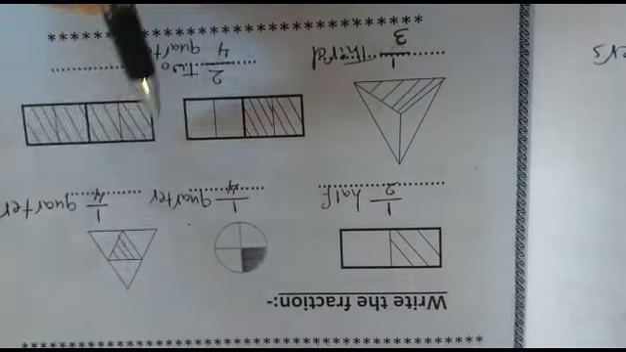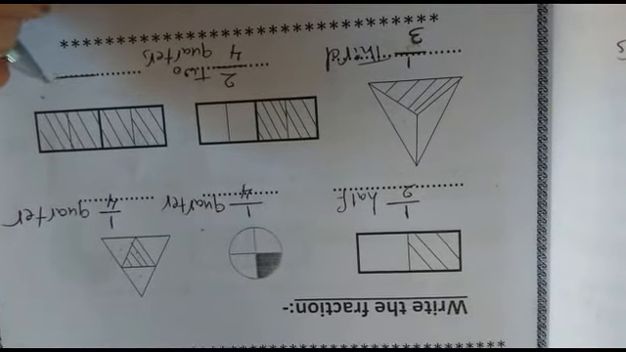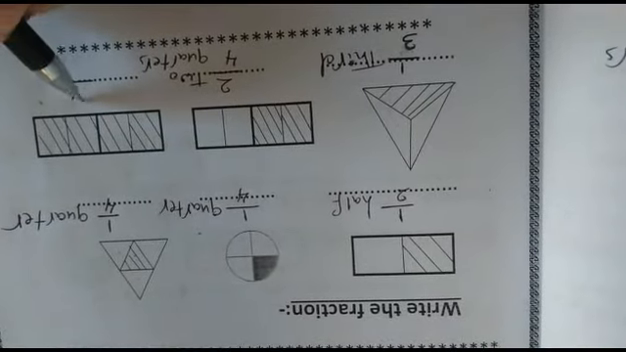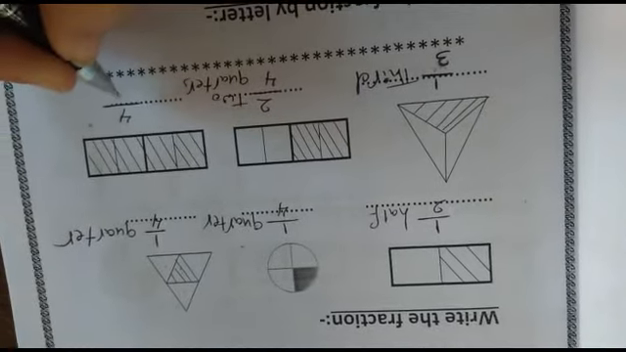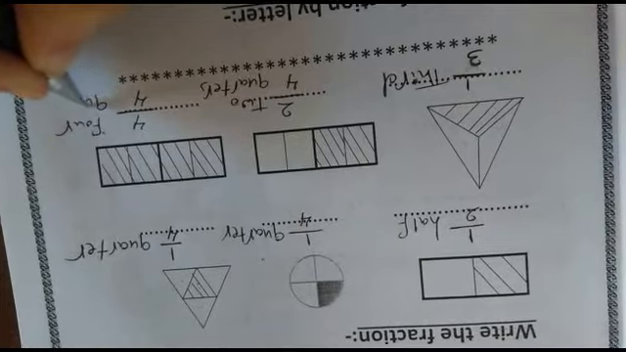And now, this is what, junior 1? I will write here what? The fraction line. How many colored parts? 4. And the all parts equal 4. So this is what? 4 quarters.